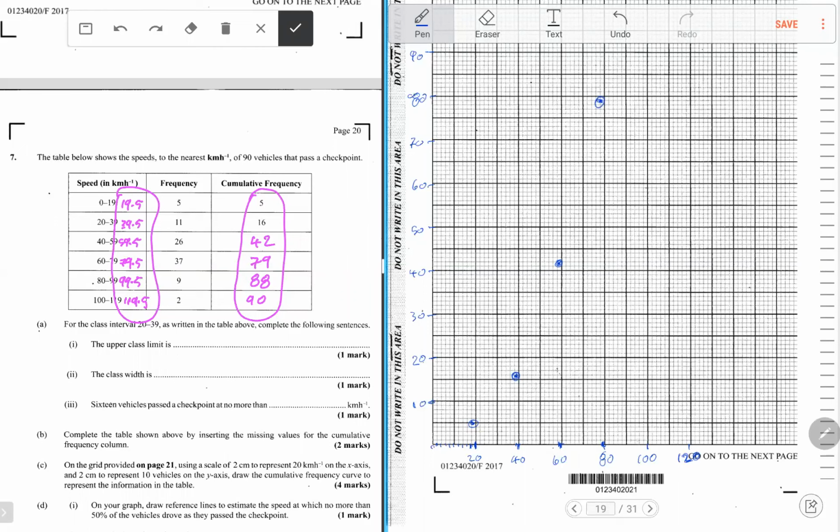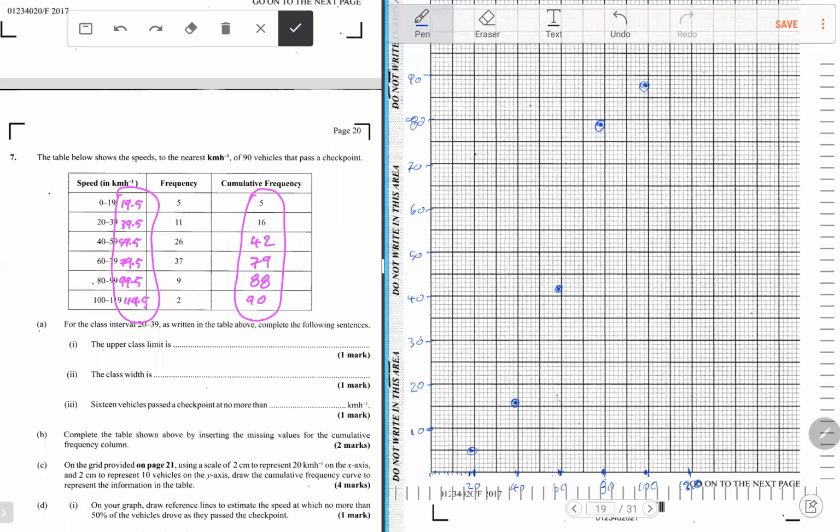And then the next one is 99.5 right here. That one goes up to 88. 88 is right there. And then the last one is 119.5. That one going up to 90. That one reaches up to the 90 right here.